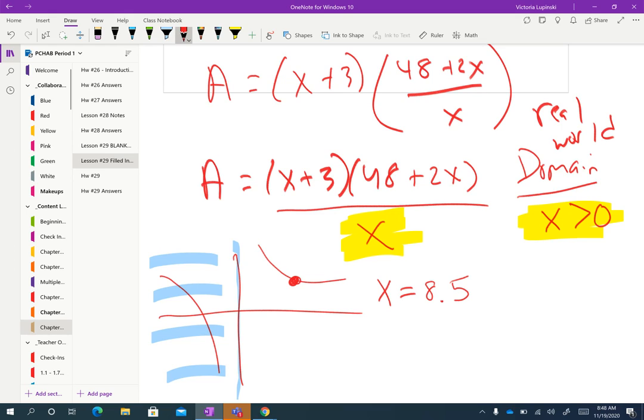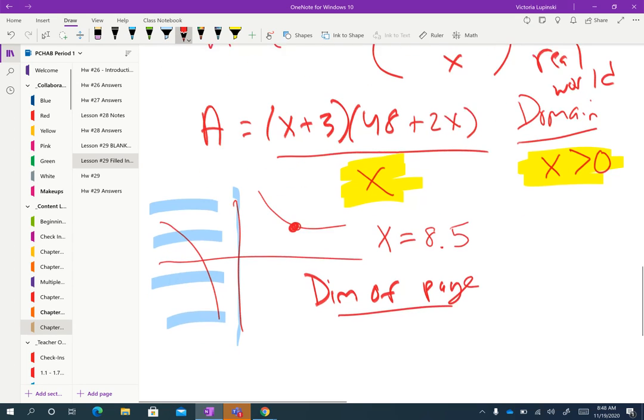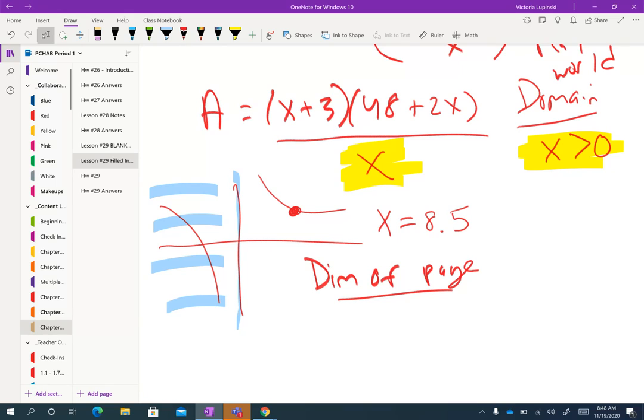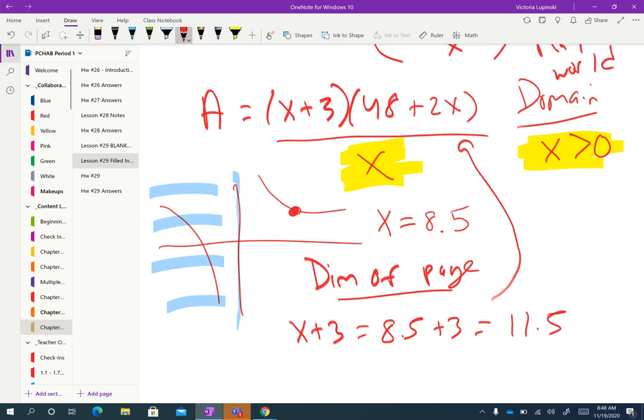Then after you have found that, just make sure you actually answer the question. So the question was, what are the dimensions of the page? The dimensions of the page mean I want to take my equation up here and plug in my length and my width, not divided by x, but just the length and the width. So if I do x plus 3, that's going to be 8.5 plus 3, so that's going to be 11.5.